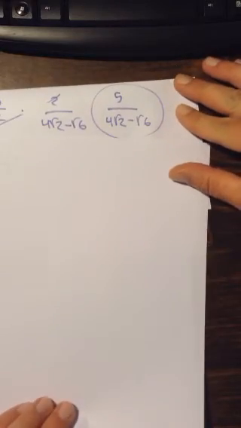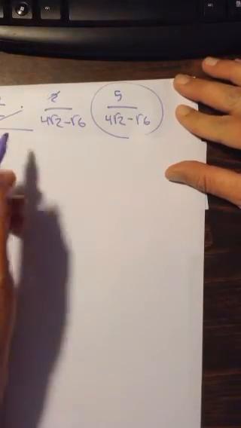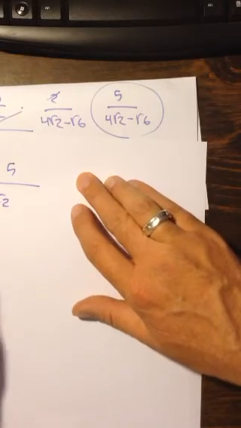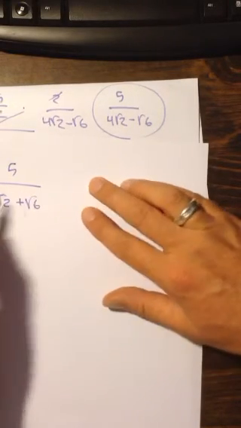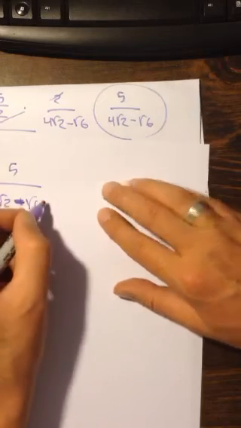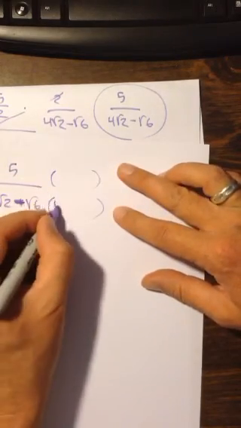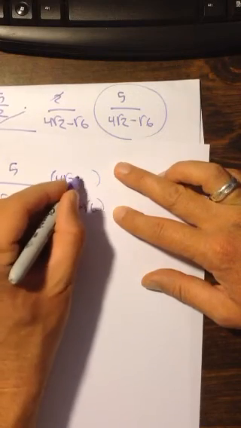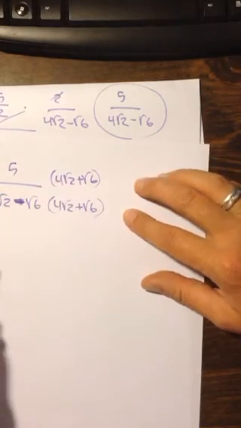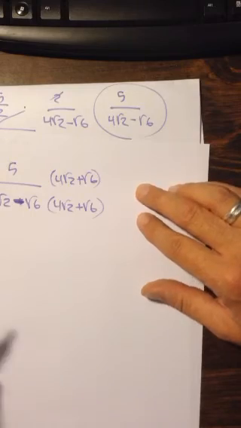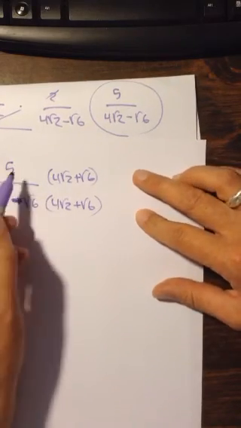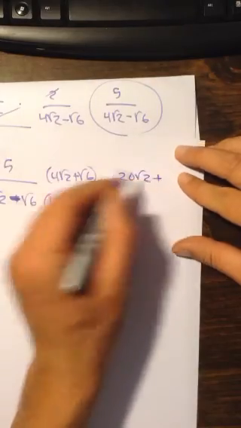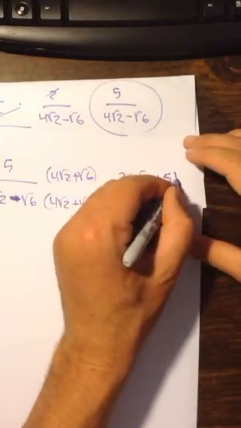Here we go. I need a complex conjugate. So now I'm going to have 5 over, you remember this back in Algebra 2, right? Plus root 6. Oops, sorry, I lied. Minus root 6. Now I have 4 root 2 plus root 6. And when I start doing this out, let's see what happens. I have 20 root 2 plus 5 root 6.